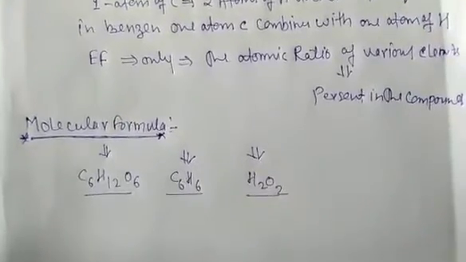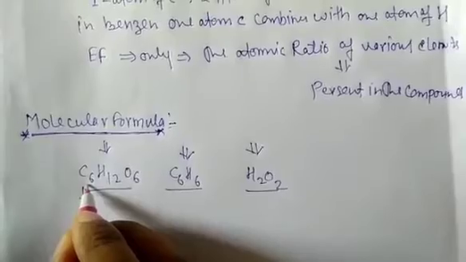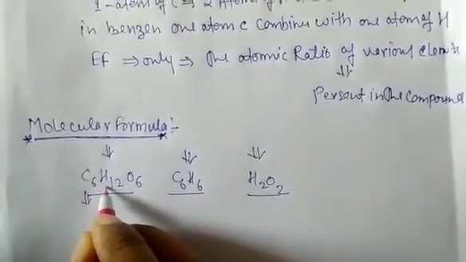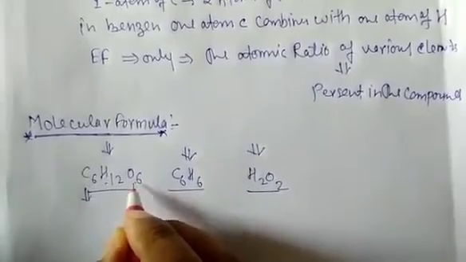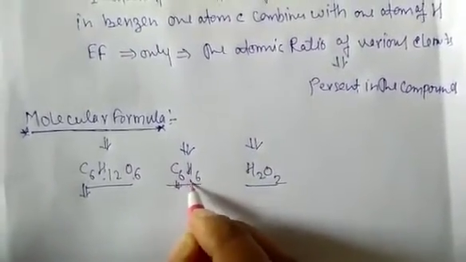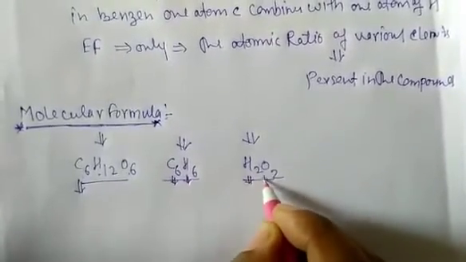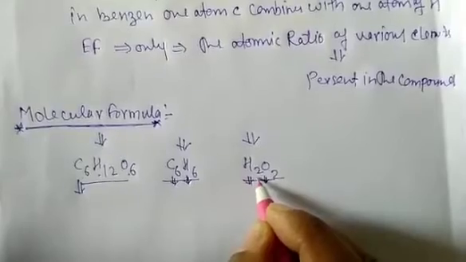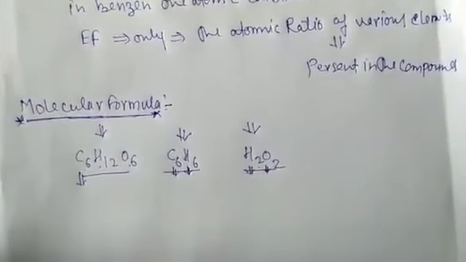Now it means here 6 carbons combine with 12 atoms of hydrogen and 6 atoms of oxygen. In benzene, 6 carbons combine with 6 hydrogens. In hydrogen peroxide, 2 hydrogens combine with 2 oxygen atoms.